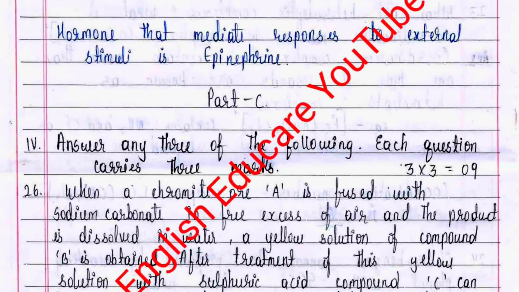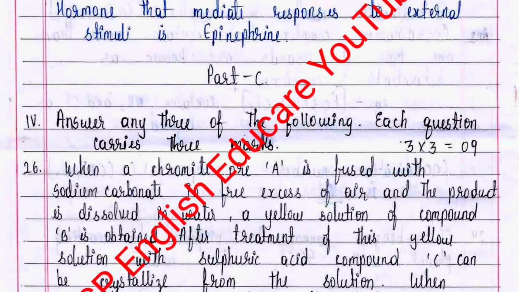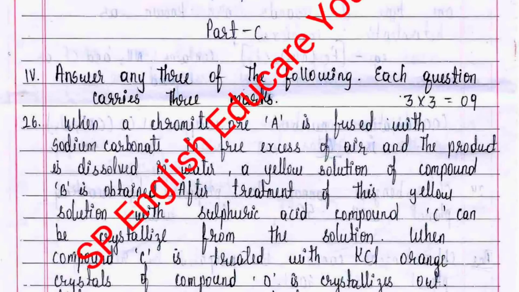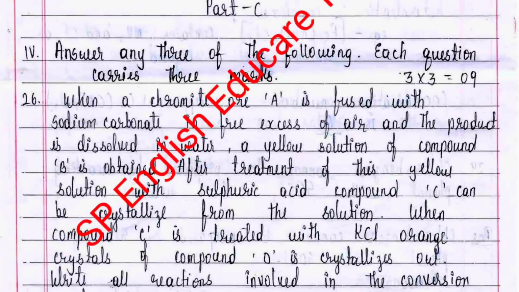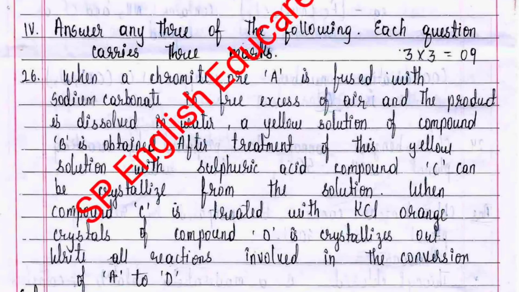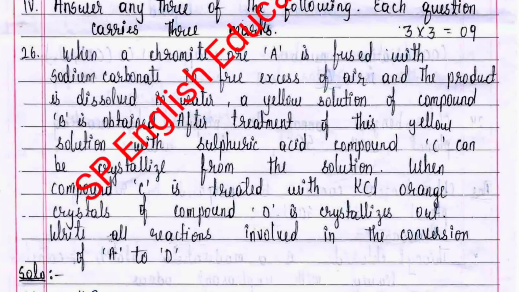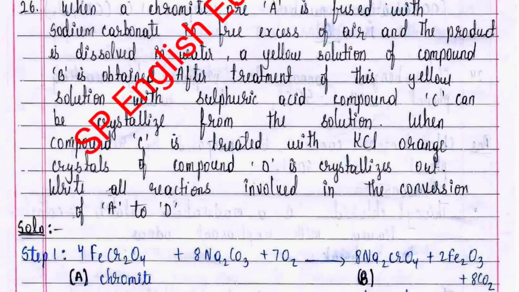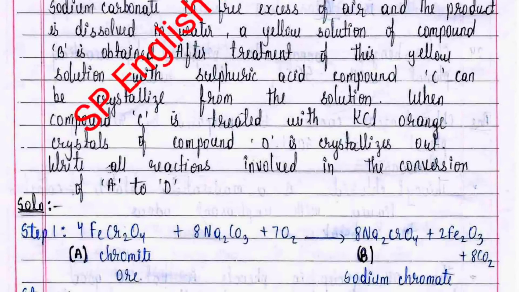dissolved in water, a yellow solution of compound B is obtained. After treatment of this yellow solution with sulfuric acid, compound C can be crystallized from the solution. When compound C is treated with KCl, orange crystals of compound D crystallize out. Write all reactions involved in the conversion of A to D, and the answer is below.